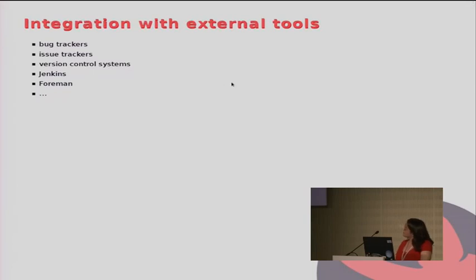Okay, so we have integration with external tools like bug checkers. If you know that there's a bug which is found by this test, sometimes you don't want to run this test. Because, for example, because of this bug, the environment may be in such a state that you cannot do anything. It may be so broken that it doesn't make sense to run another test. Okay, version control system and so on.